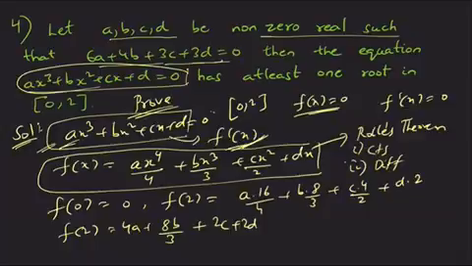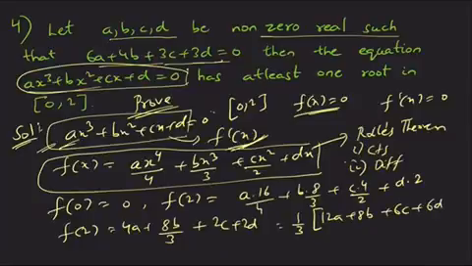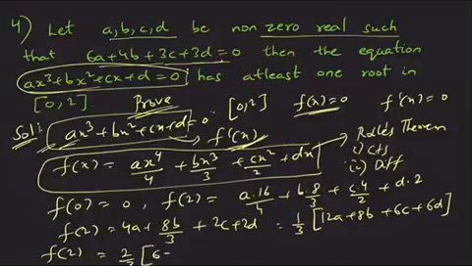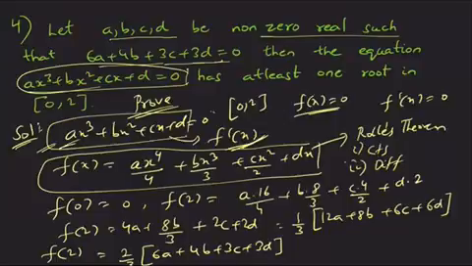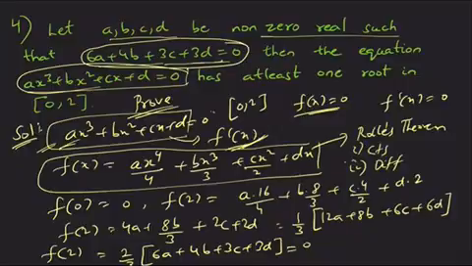Now let me multiply this by 3. So this is like 1/3 into 12a plus 8b plus 6c plus 6d. So I can see that f of 2 is 2/3 of 6a plus 4b plus 3c plus 3d. This is given as 0 in the question: 6a plus 4b plus 3c plus 3d is given as 0.